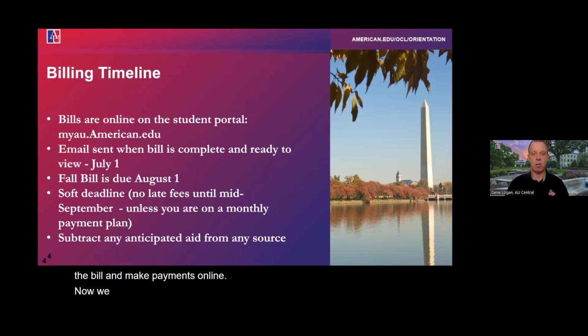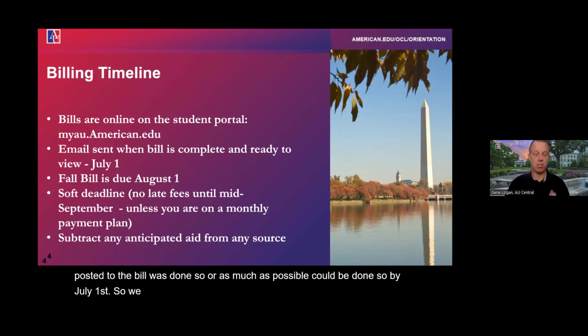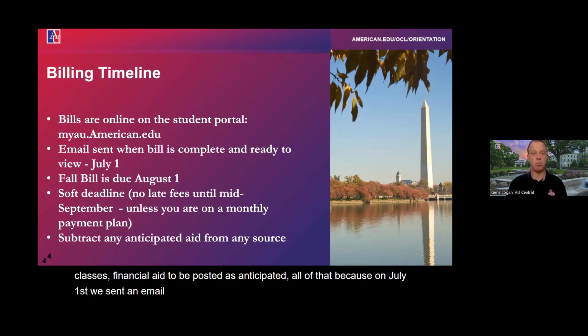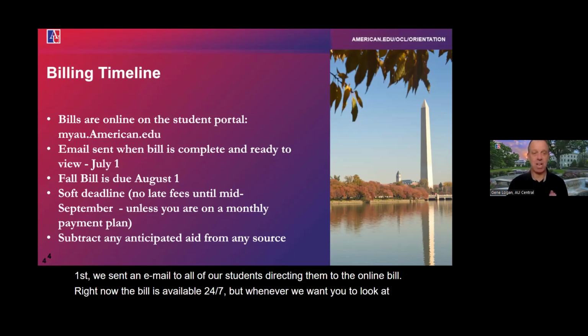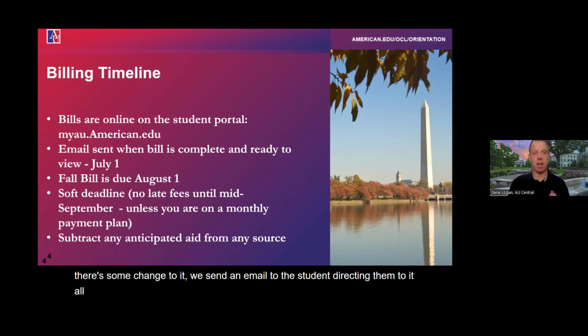Now, AU Central has been working with all of our campus partners earlier in the summer to make sure that anything that is posted to the bill was done so, or as much as possible, could be done so by July 1st. So we wanted our housing charges to be on there, meal plans, classes, financial aid to be posted as anticipated, all of that, because on July 1st, we sent an email to all of our students directing them to the online bill, right? Now, the bill is available 24/7, but whenever we want you to look at it, if there's some change to it, we send an email to the student directing them to it, all right? So we did that on July 1st.